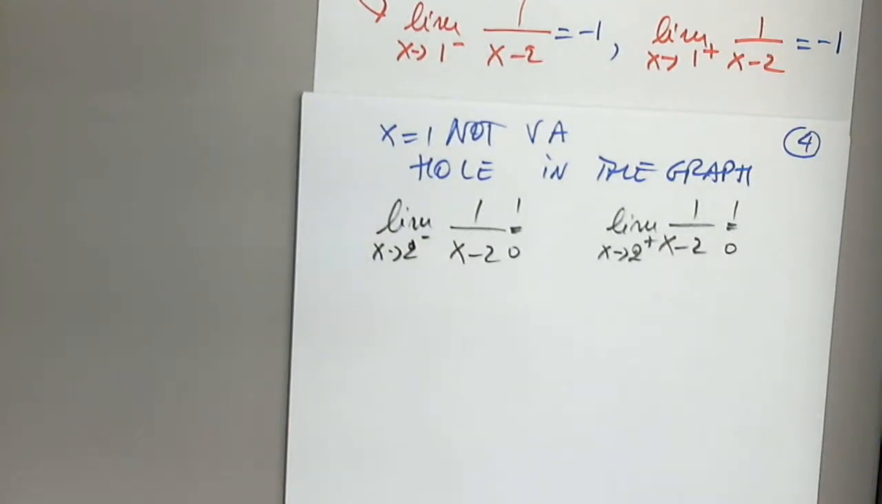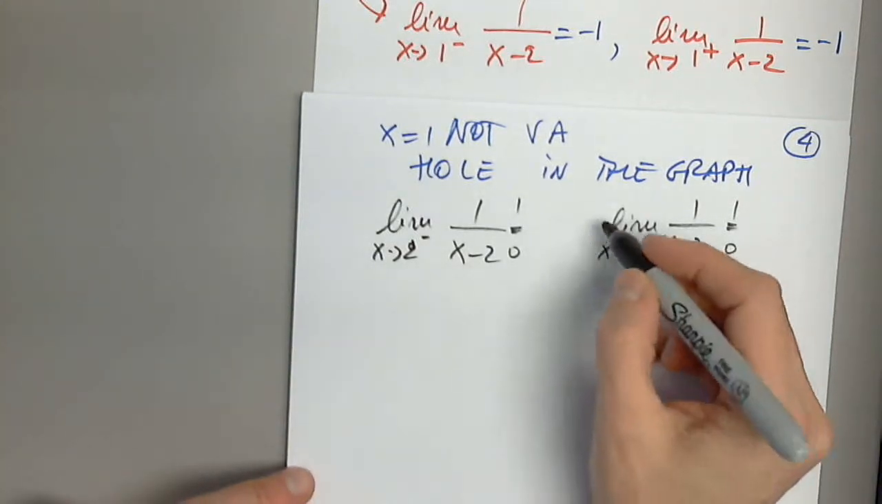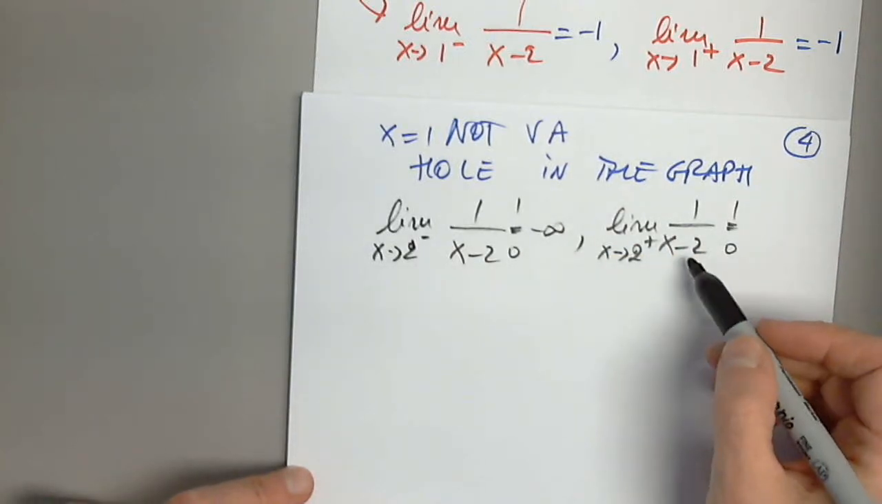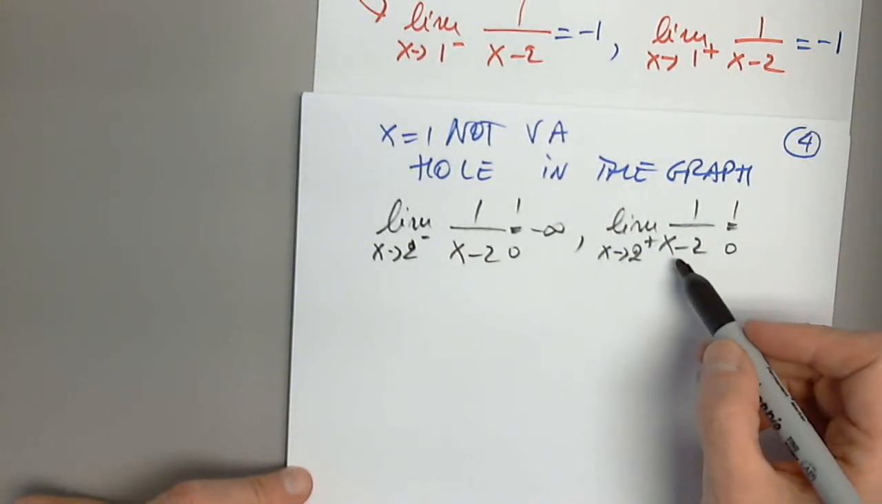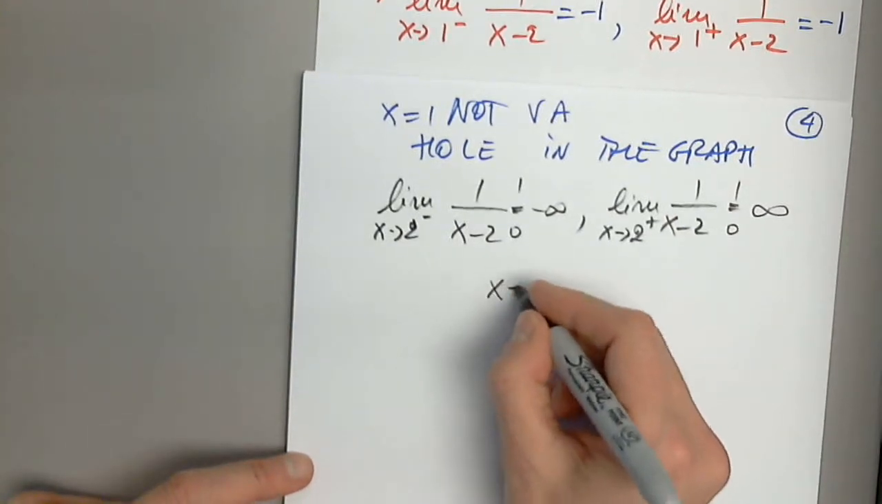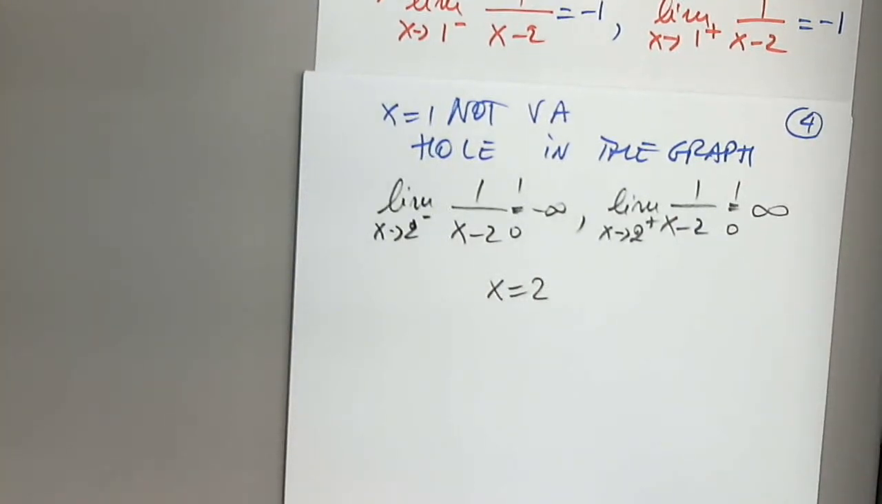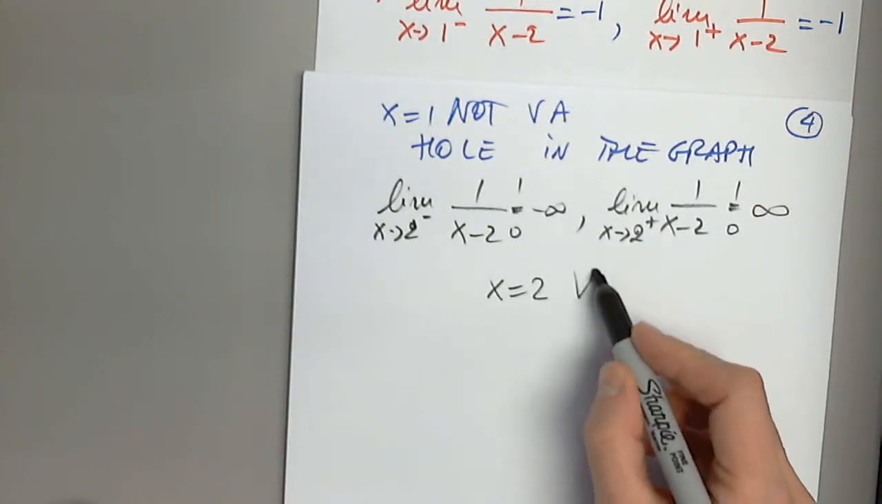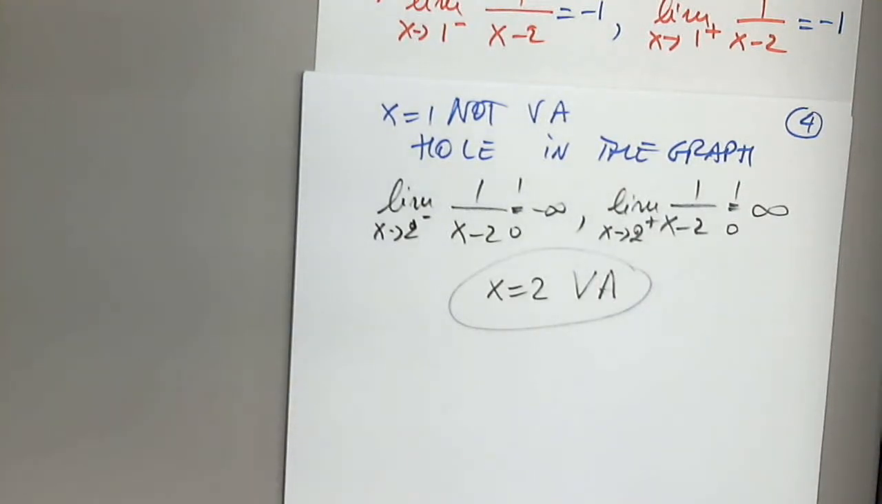And now here I plug in 2 from the left, 1.9, and give me the answer. Very good. And here I plug in 2 from the right, 2.1. Very good. So what do I conclude about x equals 2? It must be a vertical asymptote because at least one of the left and right limits is infinite.